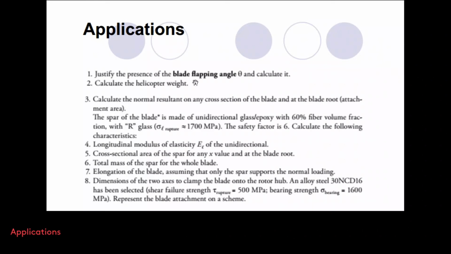Justify the presence of the blade flapping angle theta and calculate it. This is the first thing that we are going to do. Calculate the helicopter weight, because we know the rotational speed and we know how much the blade can carry. So basically all the forces are in static equilibrium. Calculate the normal resultant on any cross section of the blade and at the blade root attachment area.